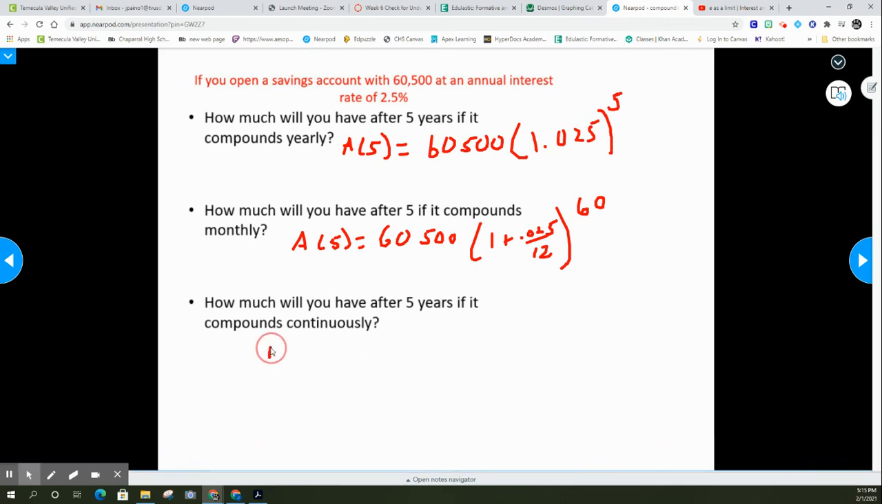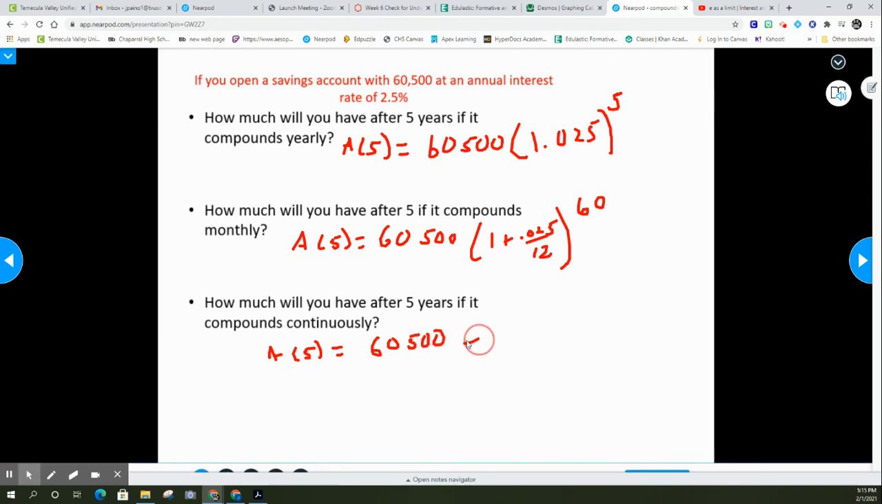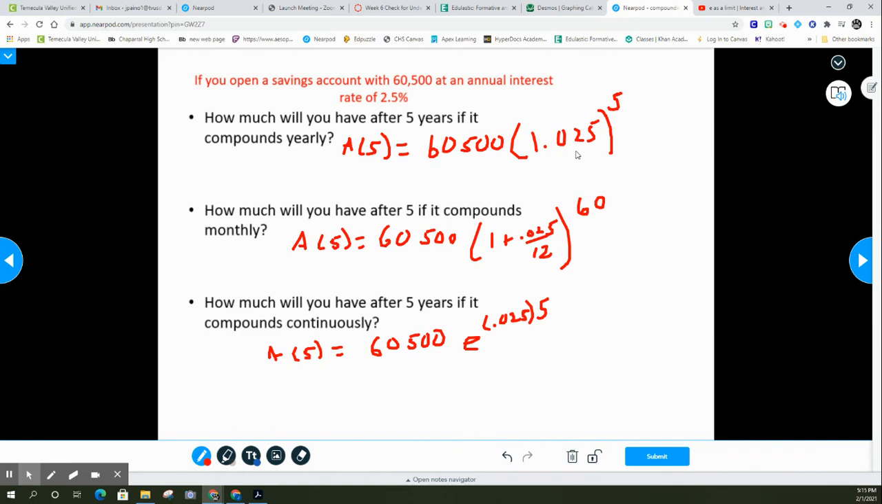And then if it's compounded continuously, now I'm going to use the PERT formula. Principal 60,500 times e raised to 0.025 times 5. All right, and if you type everything in right, this will be the smallest amount, and this will be the largest amount. And so that's how you would do it. You just have to pay attention to how frequently it's being compounded. Make sure you're using the right formula, and the calculator does the rest of the work for you.